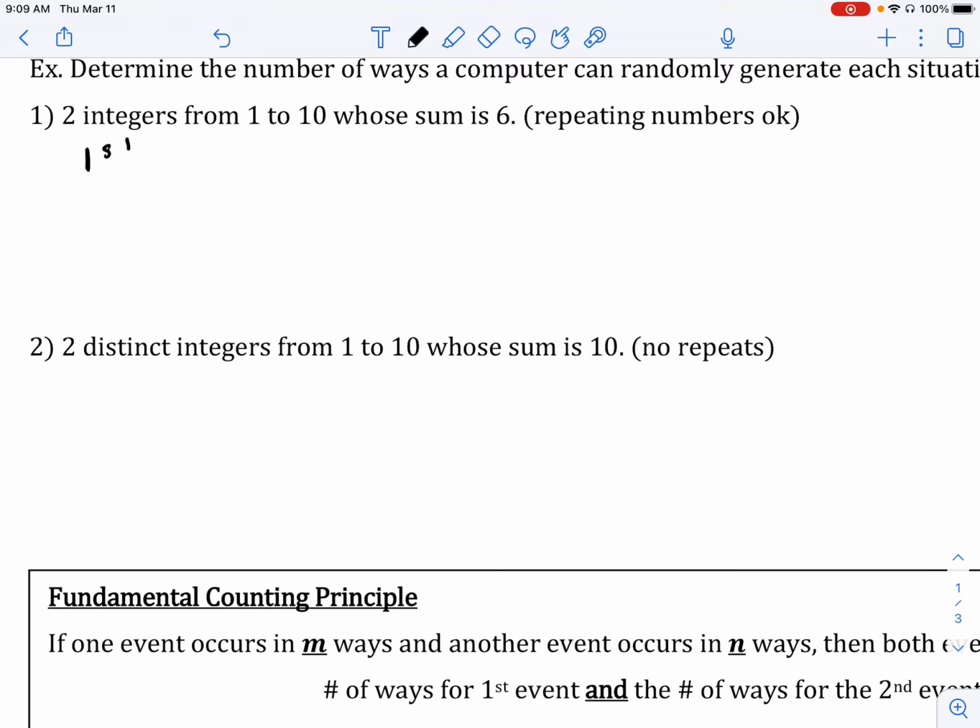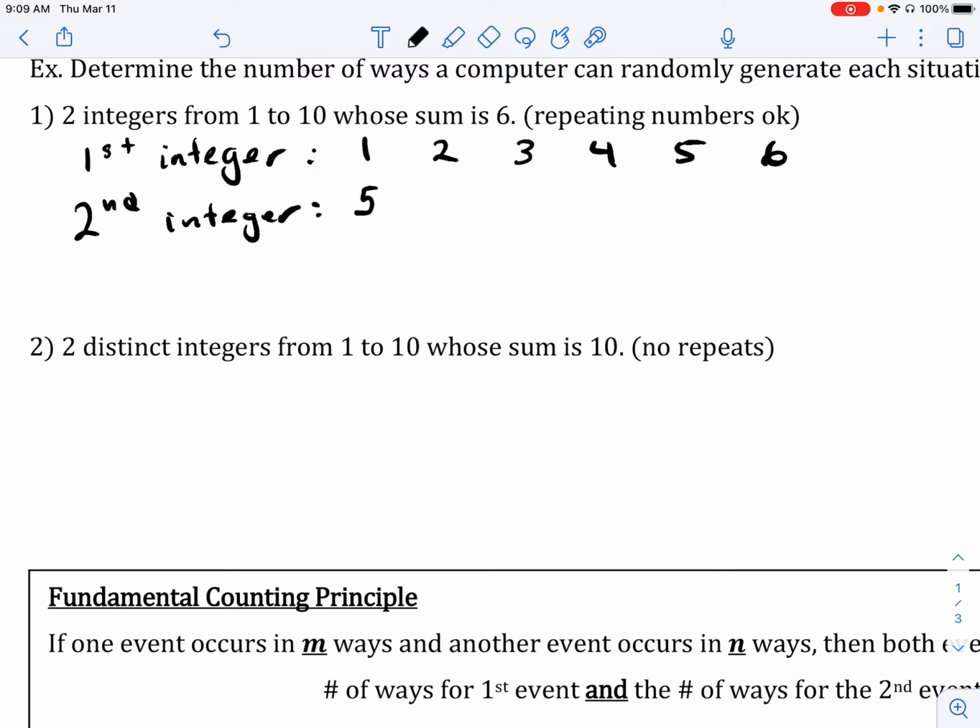For the first integer, let's consider all the possibilities. Since our sum is 6, the first integer can be 1, 2, 3, 4, 5, and 6. What about the second integer? Well, if the first number is 1, then the second integer has to be 5, so that when we add these up, our sum is 6. Second possibility: when the first integer is 2, then the second integer has to be 4. And you can see where this is going.